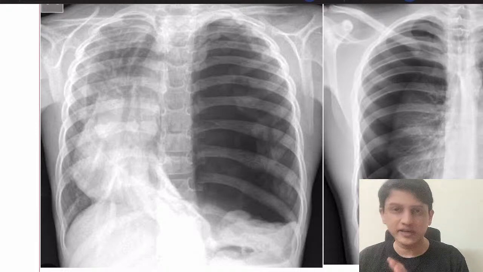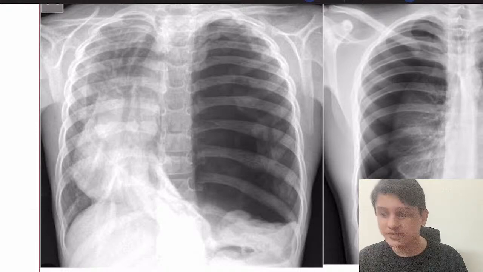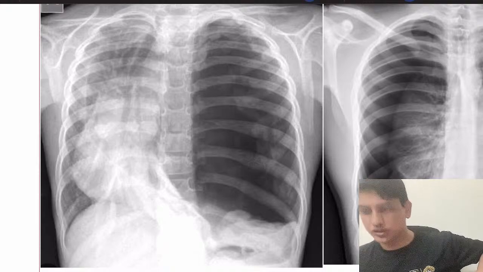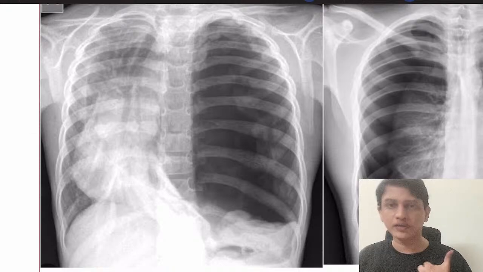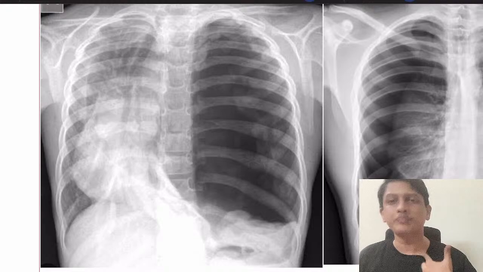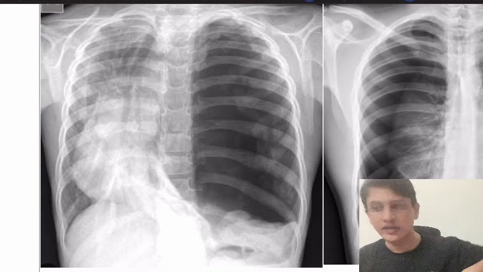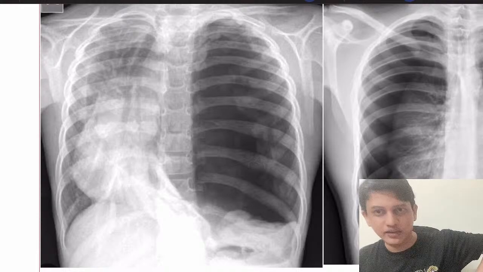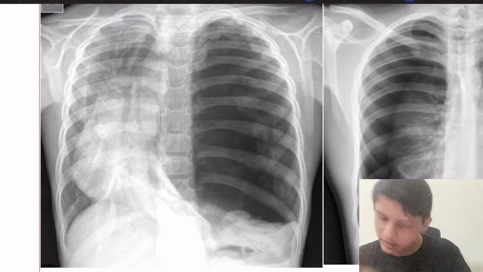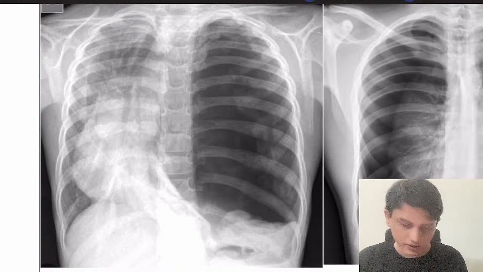According to the new ATLS protocol, in adults, the needle has to be put in the fifth intercostal space in the mid axillary line. In children, it is still the same, the second intercostal space in the mid-clavicular line. In adults, it's the mid axillary line in the fifth intercostal space. Hope it's clear, Nimesha. I'll come to that particular part again.